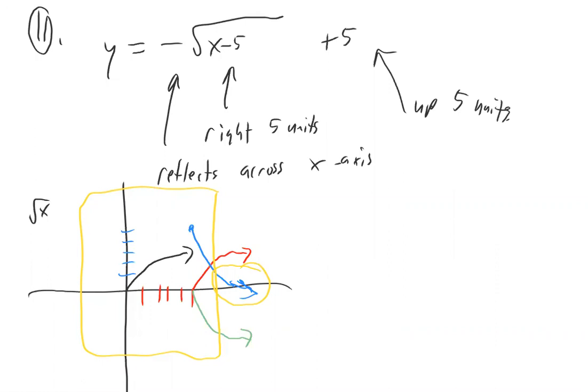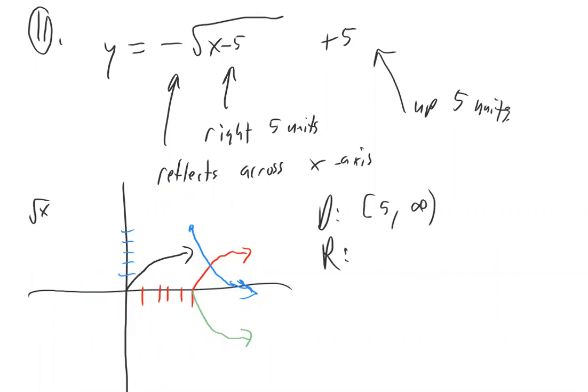And so now look at the blue one. The blue one is the final answer. So what's the domain of that blue graph? Well, the left side of it starts at 5, right? And then it goes to infinity on the right. The range of it, from bottom to top: the bottom of it is at -infinity. The top of it is at 5. So that's the domain and the range. Okay, then number 12.